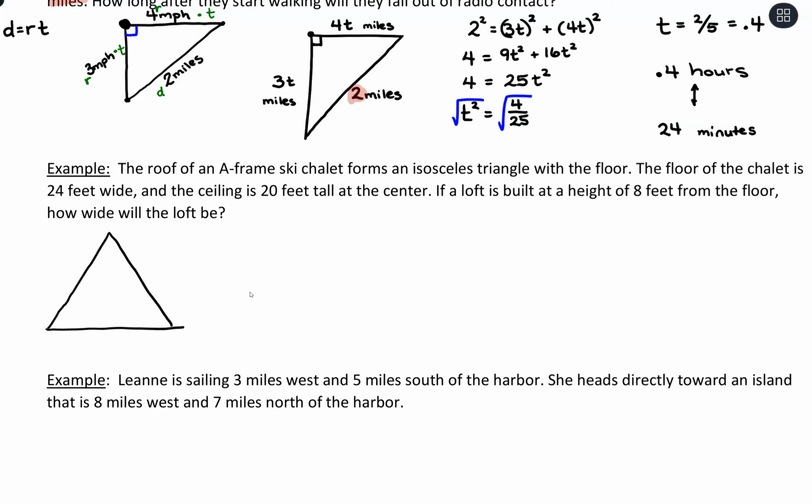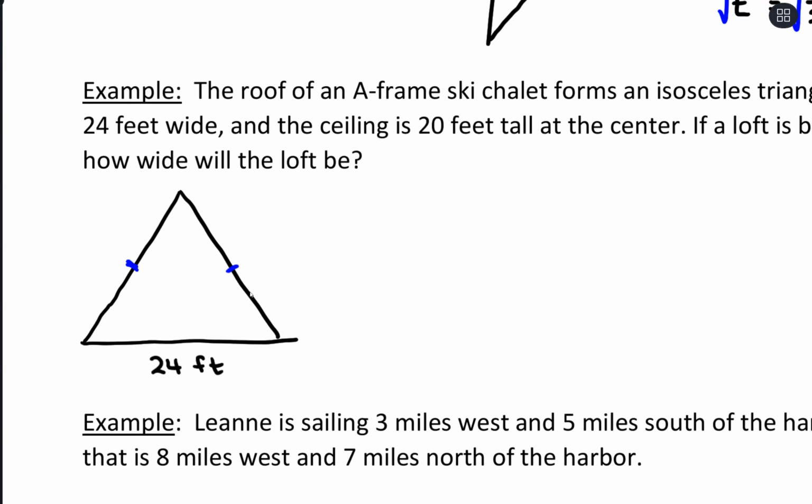And what makes it isosceles is that the two base angles are the same measurement. And what that forces, or what that does rather, is it makes two equivalent side lengths. So those two side lengths are going to be the same distance. The floor of the chalet is 24 feet wide, and the ceiling is 20 feet tall at the center.